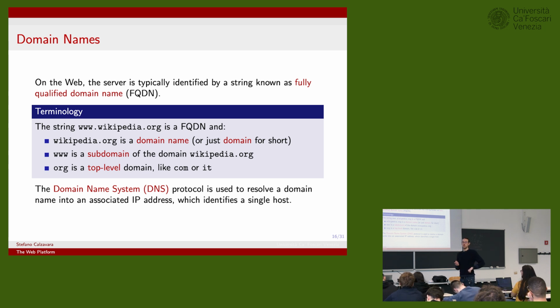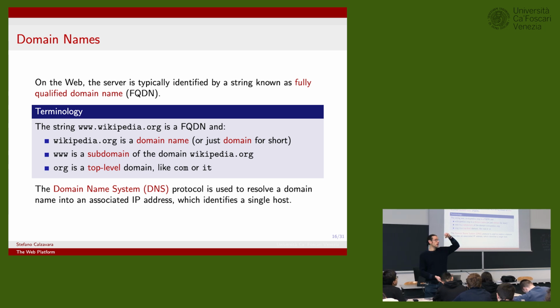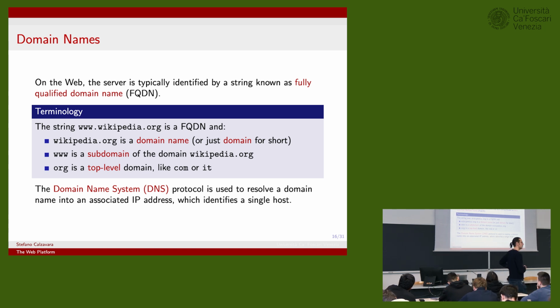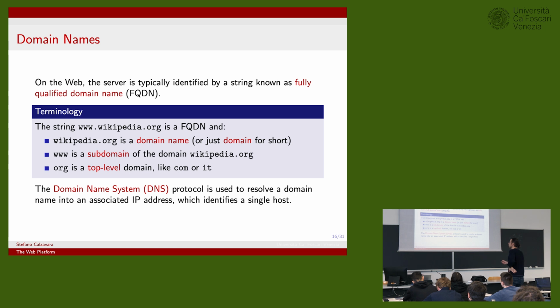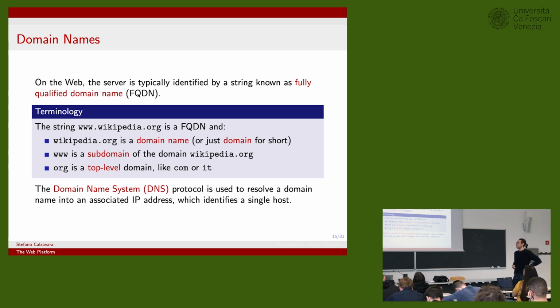So you can think of domains and subdomains like a tree. So org is the root of the tree. After that, you have wikipedia.org, and you have another subdomain, which is www. So you can buy a domain like this and host different subdomains under that. And the org component is called a top-level domain. You have tons of different top-level domains like com, IT, whatever.